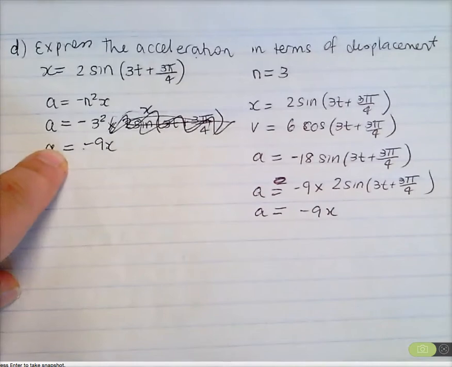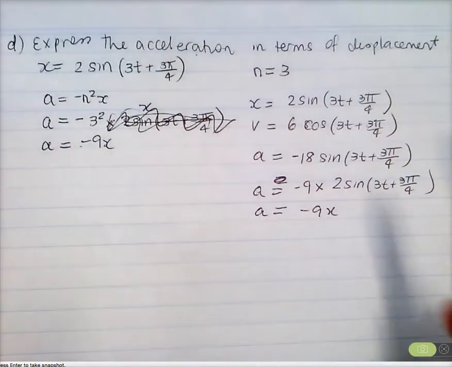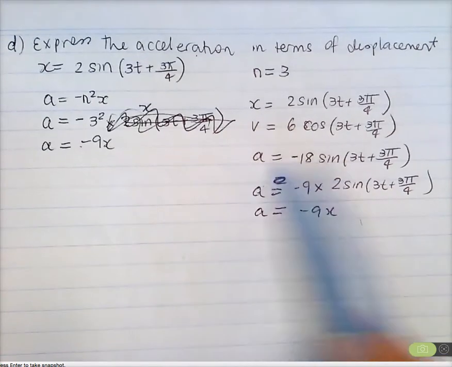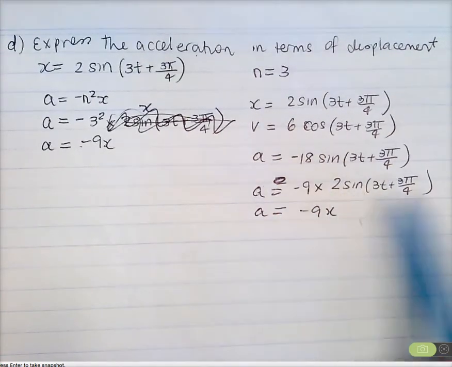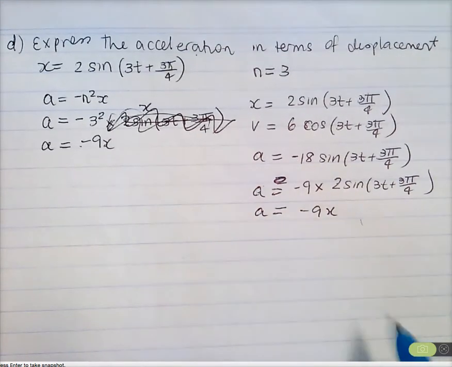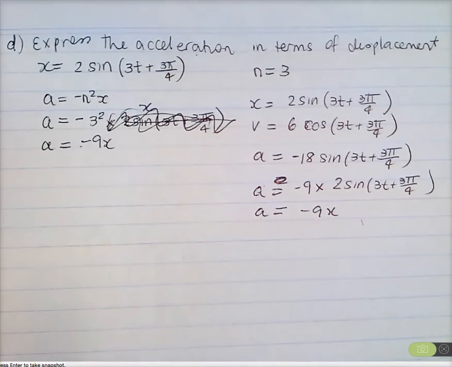So isn't this much easier? So that's proving it by differentiating. And because you want to write a in terms of x, write down your x bit and fill in the gap there. And a is -9x, which is of the form -n squared x, where n is 3. So we've proved it.